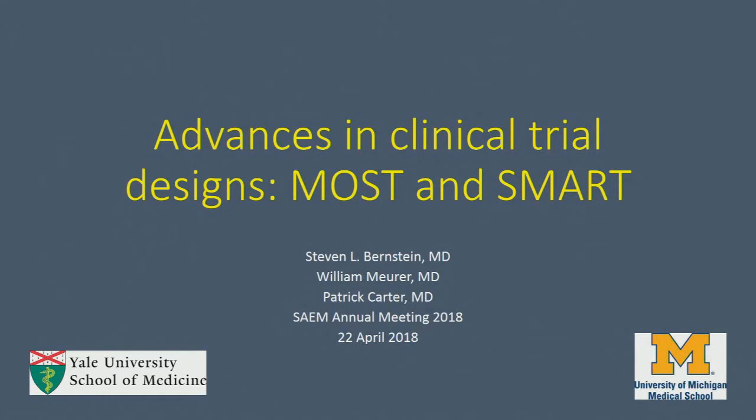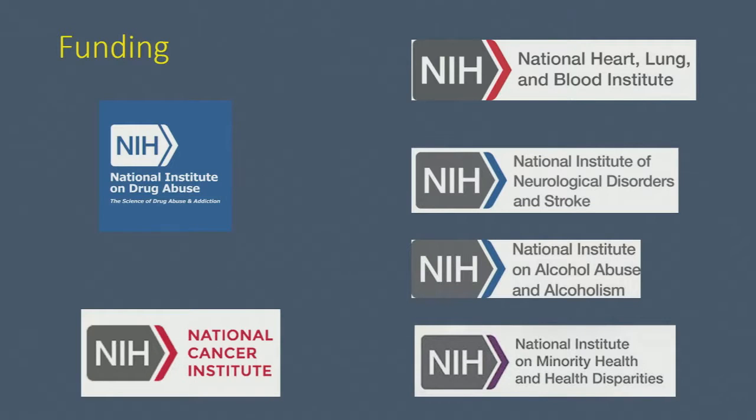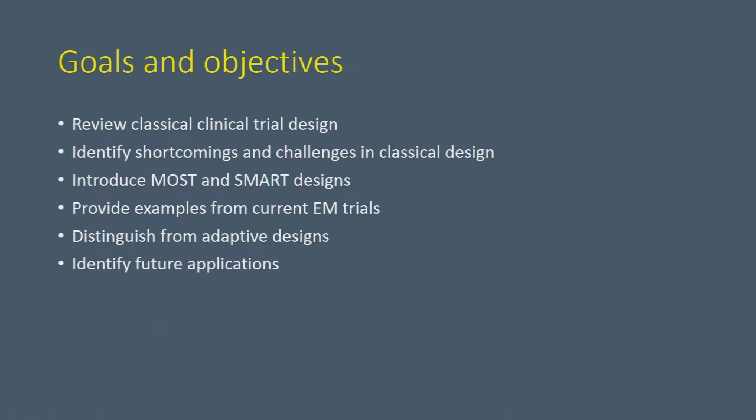And just in terms of eponym introduction, MOST is the multiphase optimization strategy, and SMART is sequential multiple assignment randomized trials. And we'll talk about those, and depending how time works out, maybe we'll do a little more. Our work is collectively supported by these federal agencies, and they're really quite interested in working with these methods today.